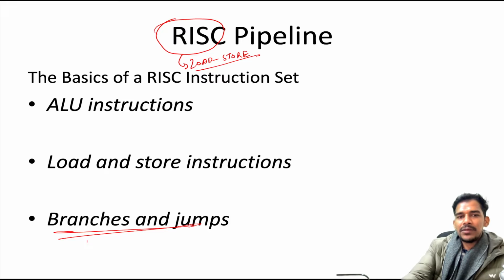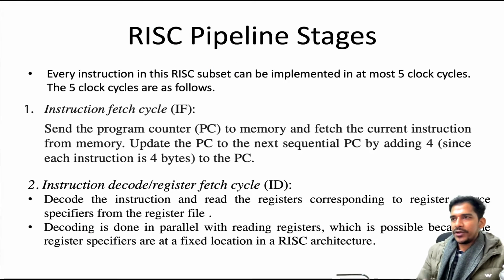And in RISC pipelining we have 5 stages. It is important to understand what these 5 stages are. The first stage is the instruction fetch cycle, in which you fetch the instruction from memory based on the program counter value, and in the same cycle you increment the program counter to point to the next instruction, right? There are 5 stages, and every stage takes 1 clock cycle, so it is implemented in 5 clock cycles.